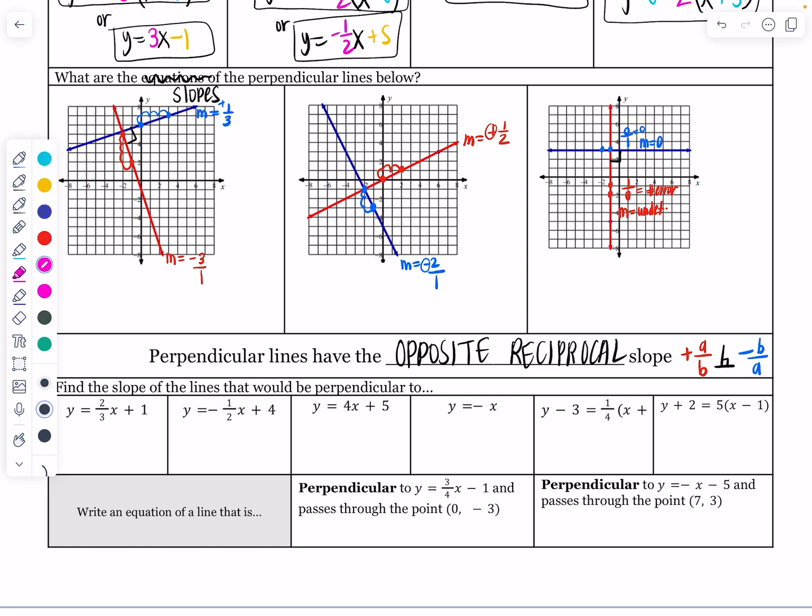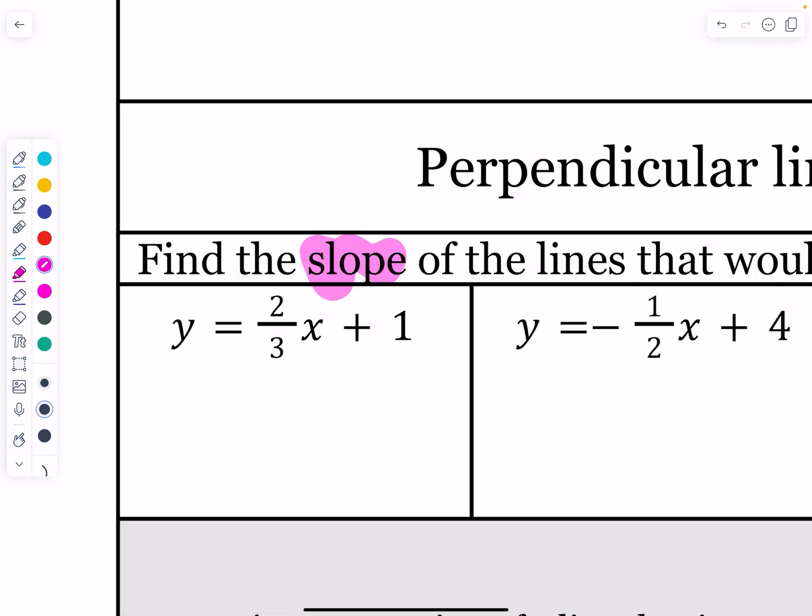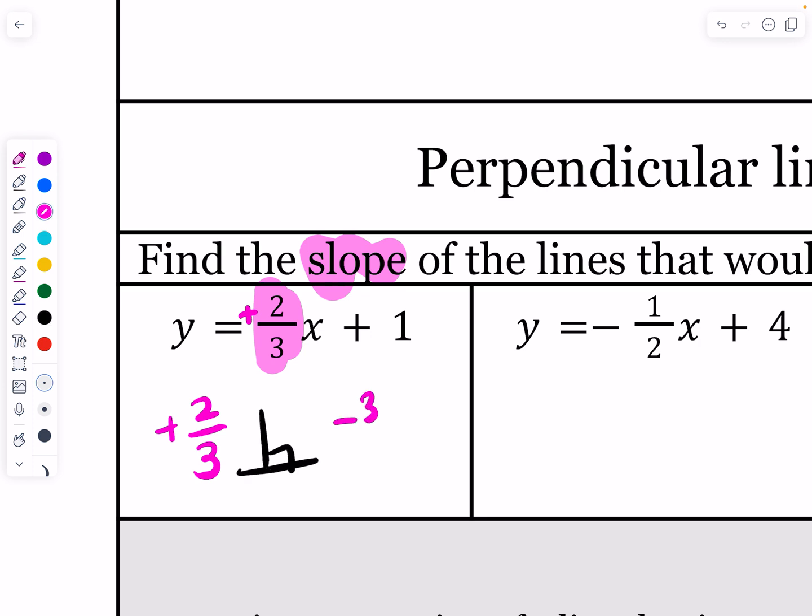So now it says find the slope of a line that would be perpendicular to this equation. So the first thing you need to do is find the slope. So what's the slope? Positive 2 over 3. So what's going to be my opposite reciprocal to that? It's going to be the flip. Positive 2 over 3 is going to be perpendicular to a slope that is going to be negative 3 over 2. So you flip the sign and you flip the fraction.